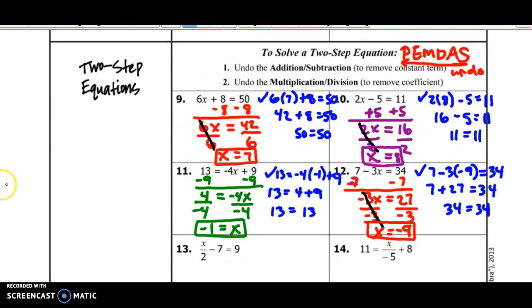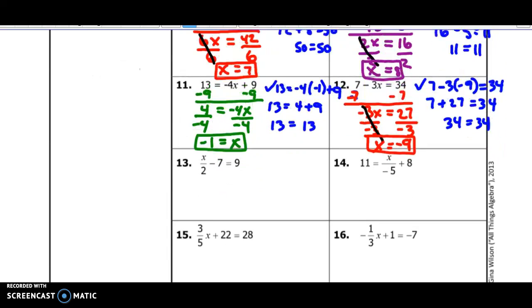So when I look at number 13, x divided by 2 minus 7 equals 9. I'm going to undo the addition or subtraction first. So I'm subtracting 7 from my x term. So that's what I need to get rid of first. So the opposite of minus 7 is plus 7.